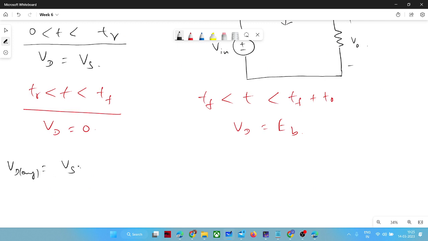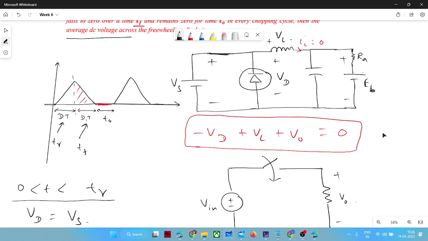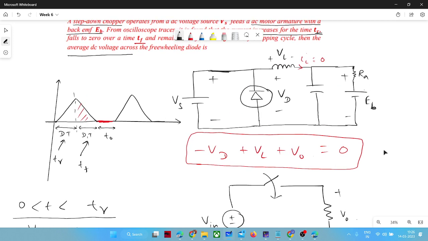Sir, when there is no current flowing, then VD is going to be zero? When no inductor current is flowing, this EB is in parallel with this VD, right? And in parallel, whatever the voltage is there, that will reflect directly to the nodes. Okay, sir, it is fine.